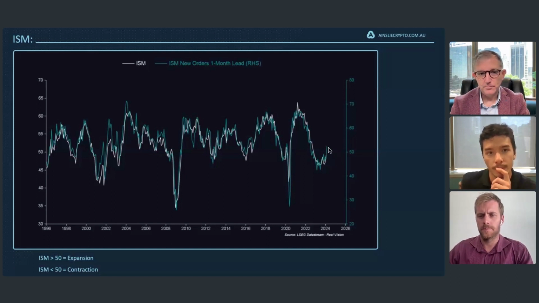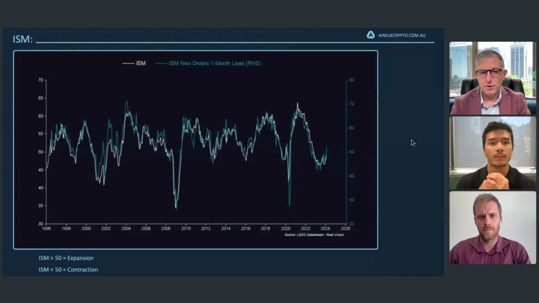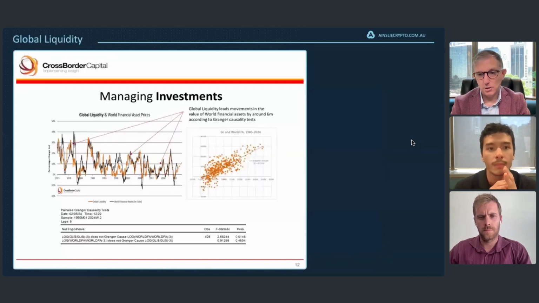Yep, that's correct. Okay, so we've got that big picture overview of what's happening with the macro economy. We tend to go a step further into an area that we're really passionate about, which is global liquidity.